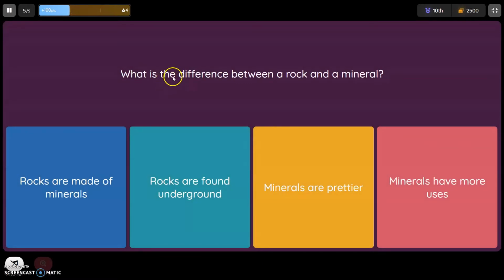What is the difference between a rock and a mineral? Rocks are made of minerals. Rocks are found underground. Minerals are prettier. Minerals have more uses. So what can we say? We can say that the difference is that rocks are made of minerals.